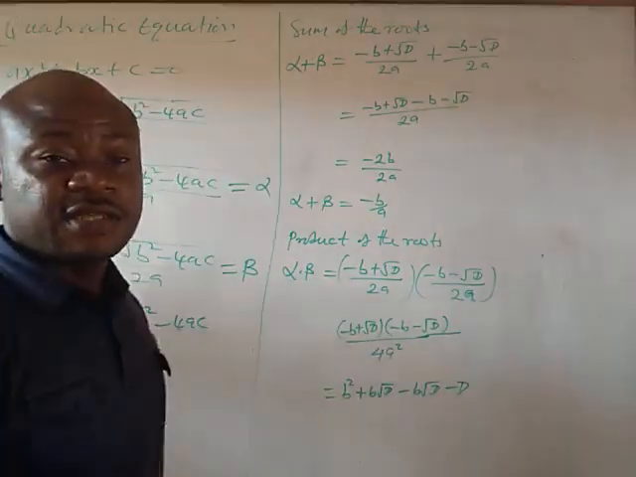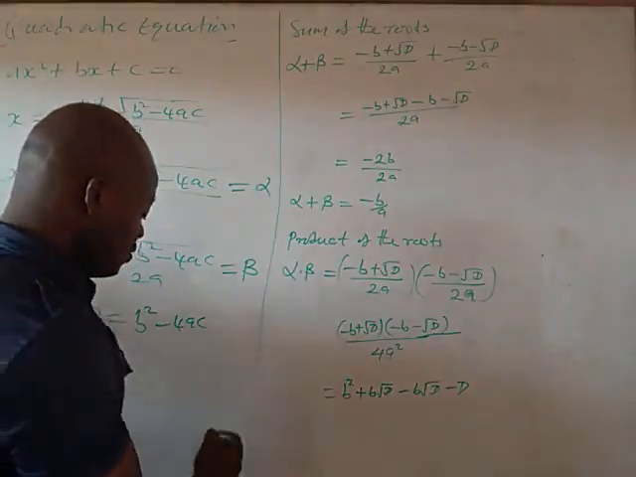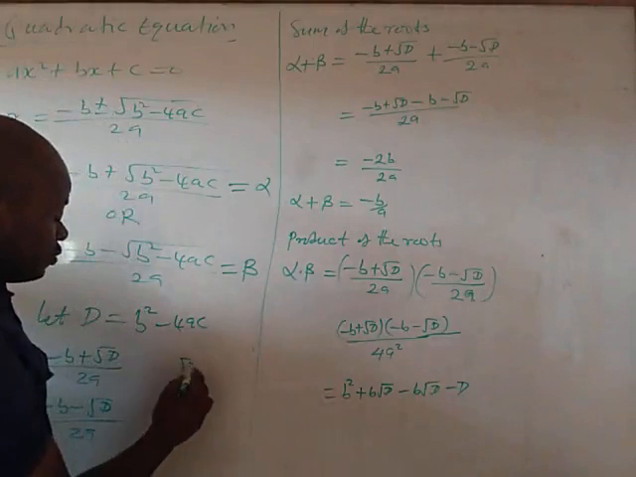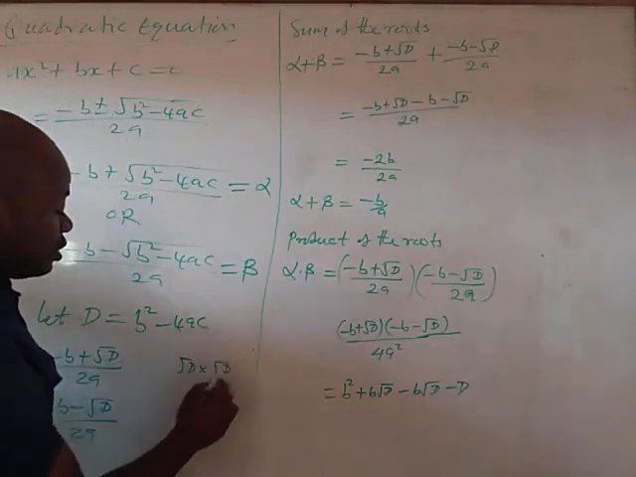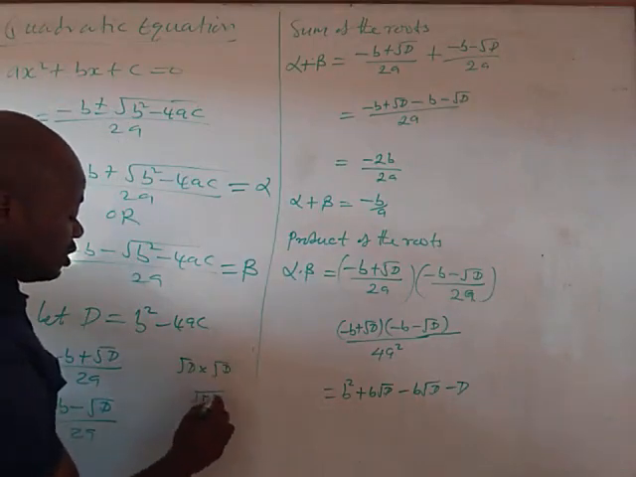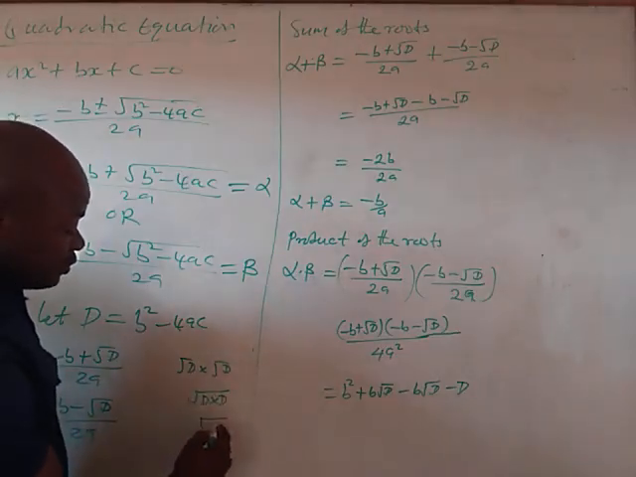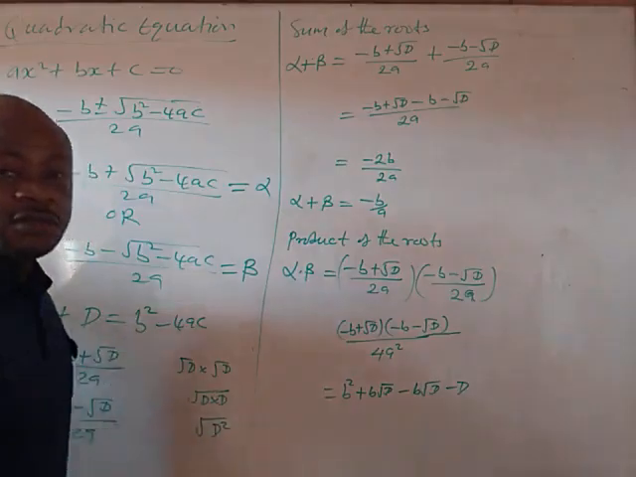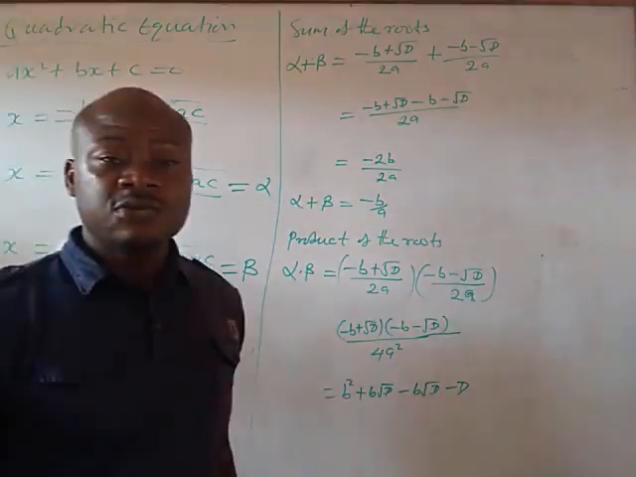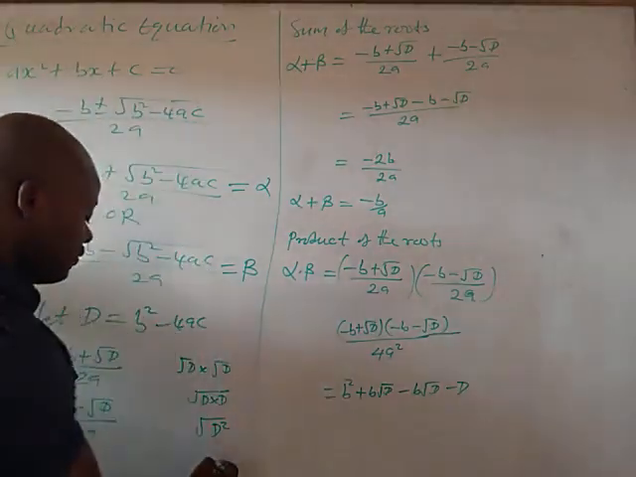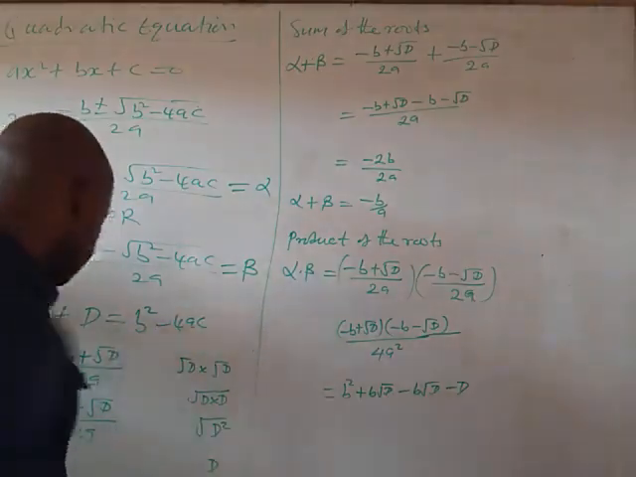How do we arrive at minus d? You know, we have root d times root d. This will give us root d squared. The square root will cancel the square. Therefore, we have d.